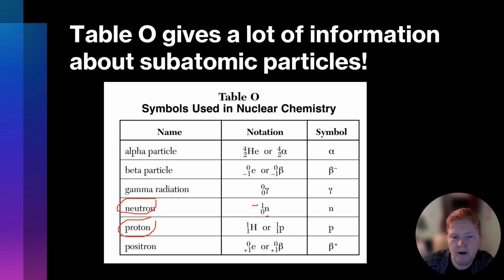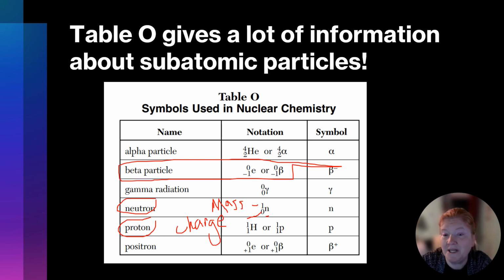This top number represents mass, so we haven't gotten to all of this yet, but we will. And the bottom number represents charge, for everything on this table. Top number represents mass, bottom number represents charge. But this one right here is another word for electron. So a beta particle is an electron. So it might look like electrons are not in this table, but they are.